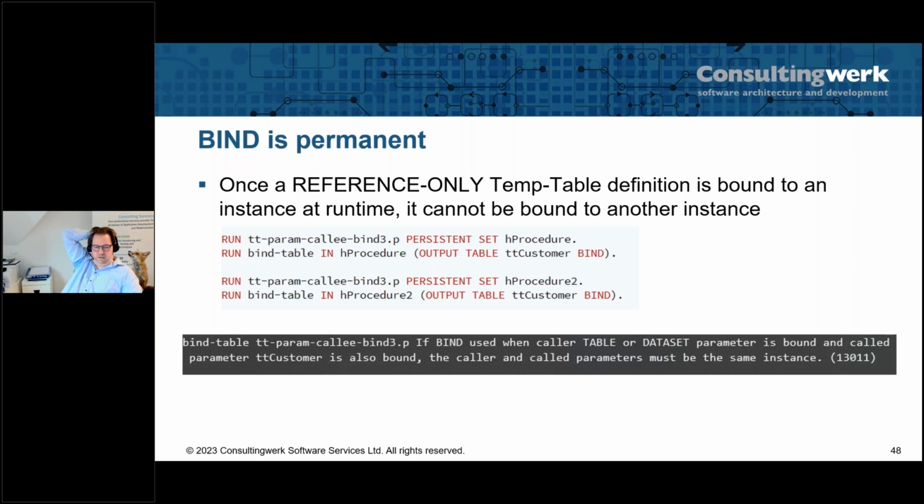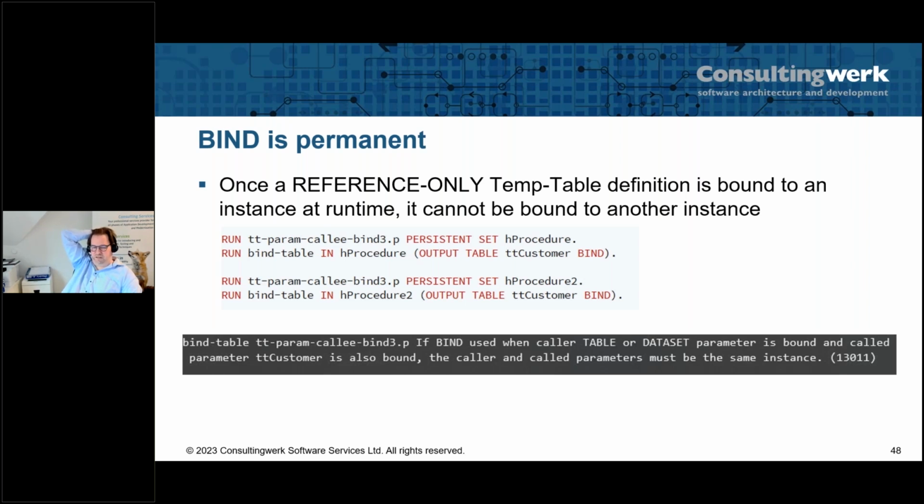Bind is permanent. There's no way to rebind to another definition. So here, if I call a persistent procedure 2 times into 2 different handles, and I try to bind it in the second line to the temp table from the first persistent procedure, that succeeds. But when in the last line I run bind temp table on the second instance of the temp table, I would get the error message there.